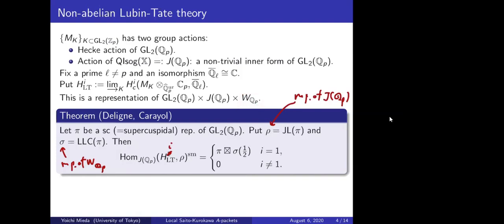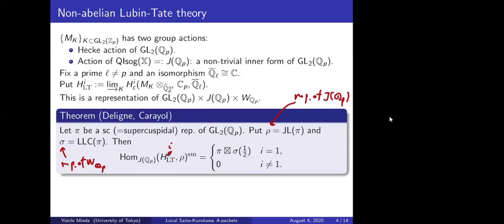Then it decomposes as a tensor product of this pi and this sigma twisted by 1/2 if i is equal to 1. And if i is not equal to 1, it is equal to 0. So this theorem gives the construction of the local Langlands correspondence for supercuspidal representations. So if we pick this pi and this rho and take the rho-isotypic part, then the local Langlands correspondence appears here.